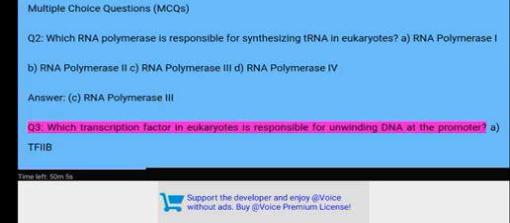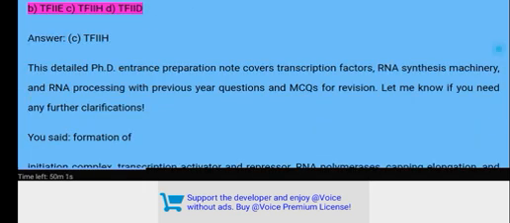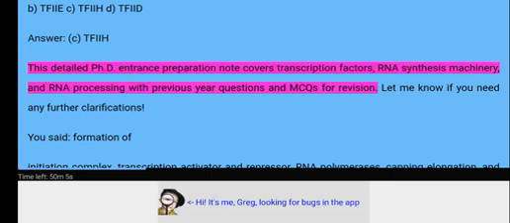Q3. Which transcription factor in eukaryotes is responsible for unwinding DNA at the promoter? A. TFIIB. B. TFIIE. C. TFIIH. D. TFIID. Answer: C. TFIIH. This detailed PhD entrance preparation note covers transcription factors, RNA synthesis machinery, and RNA processing with previous year questions and MCQs for revision.